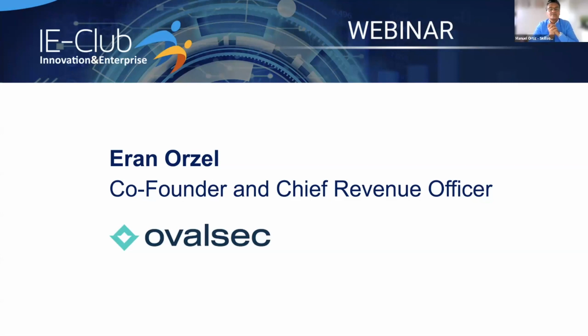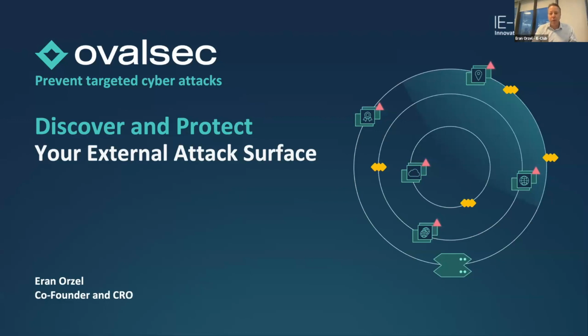So I'll try to share my screen, give some overview of what exactly we're doing, and then I'll be happy to answer a question. I hope it will be in the context. Can you see my screen? Yeah, it's perfect. Thank you. Excellent. So what OvalSec does is help organizations protect that external attack surface and actually prevent targeted attacks.